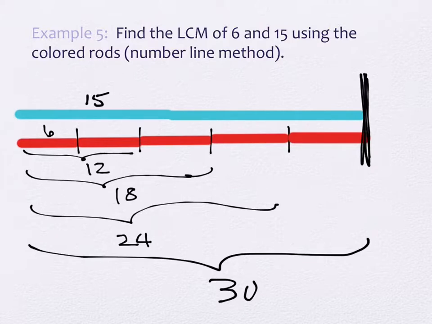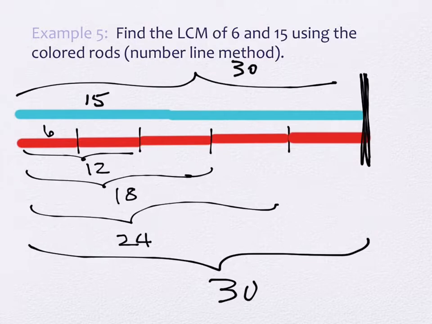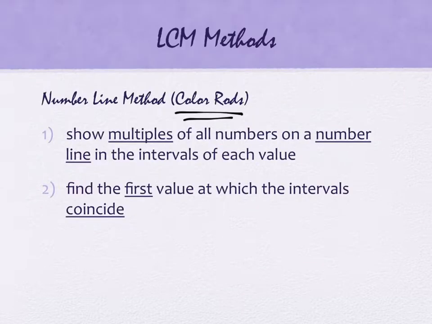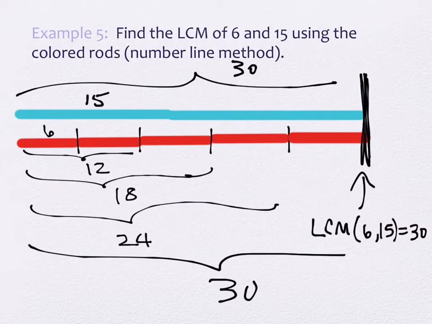So you would have all the way to here would be 30. They would hit the same ending at the same time, and then the LCM of 6 and 15 would be 30. Now that's the colored rod version of this method, but you'll notice that the title actually said number line method as well. So I'm going to show you the number line visual for this method. It's very similar, a little bit less of that tactile kind of stuff. It works with the number line. So let me do that one with you.